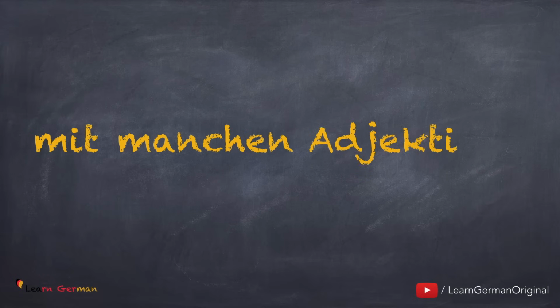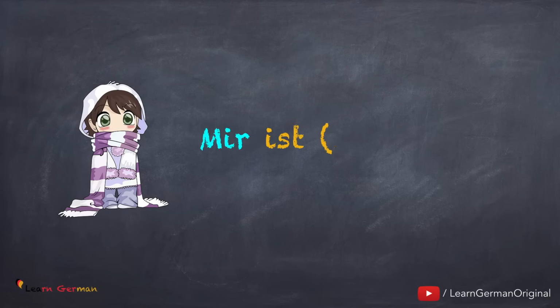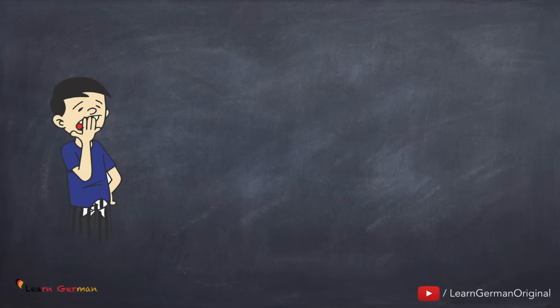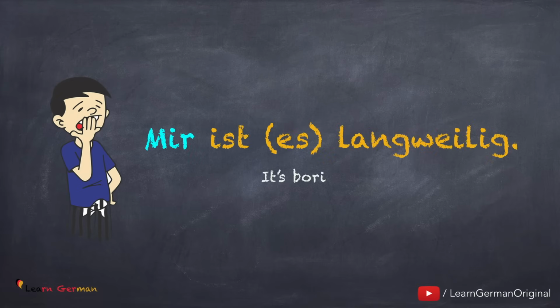Coming to the next use of the dative case. Mit manchen Adjektiven. Sometimes with some adjectives we use the dative case. Here's the first example. Mir ist kalt, or you can say mir ist es kalt. Similarly, mir ist es langweilig, or you can say mir ist langweilig.